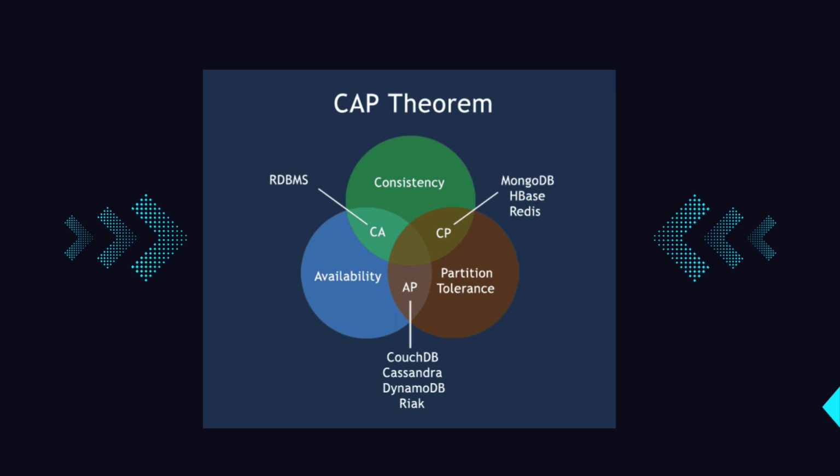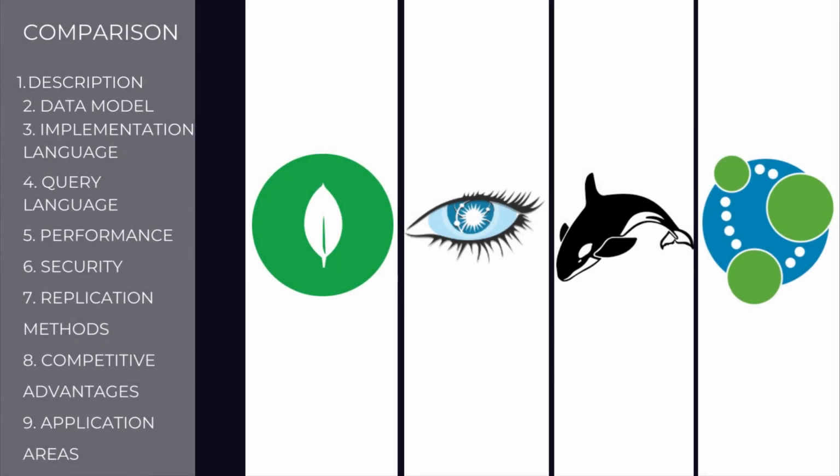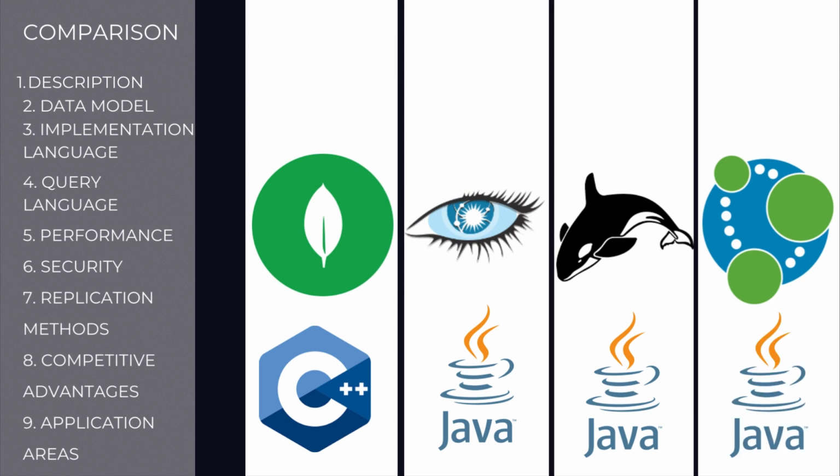Neo4j provides consistency and availability from the CAP theorem. The next parameter on the list is the implementation language. Cassandra, HBase, and Neo4j are implemented using Java, and MongoDB is implemented using C++. Though these databases are implemented using object-oriented concepts, they also provide wide support for all other programming languages.